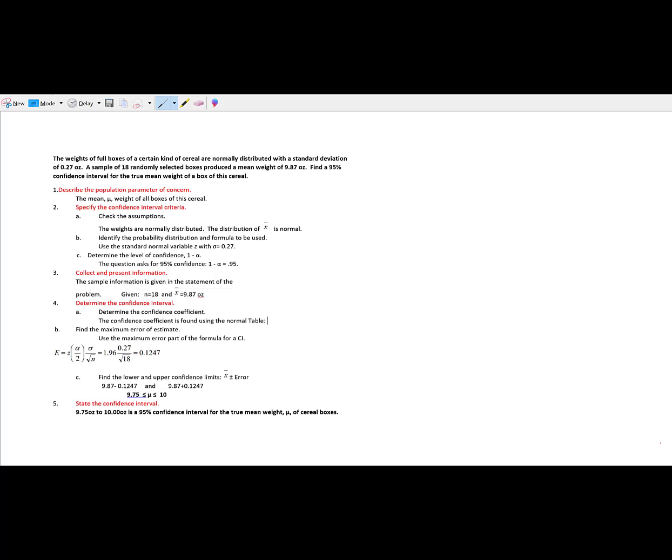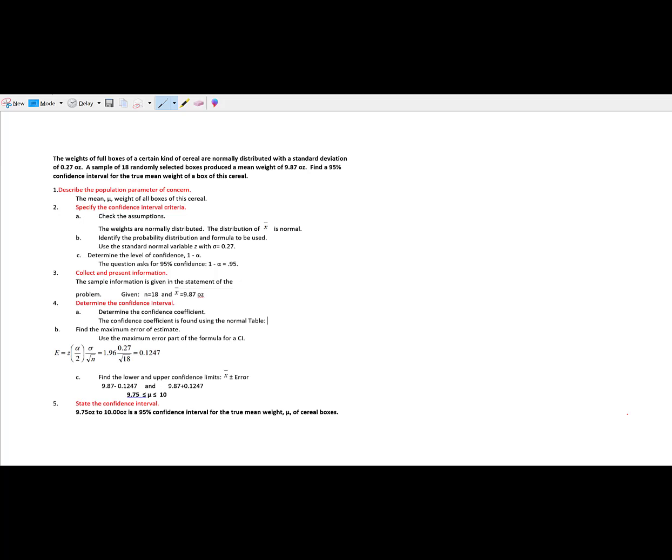The weights of full boxes of a certain kind of cereal are normally distributed with a standard deviation of 0.27 ounces. A sample of 18 randomly selected boxes produce a mean weight of 9.87 ounces. Find a 95% confidence interval for the true mean weight of a box of this cereal.